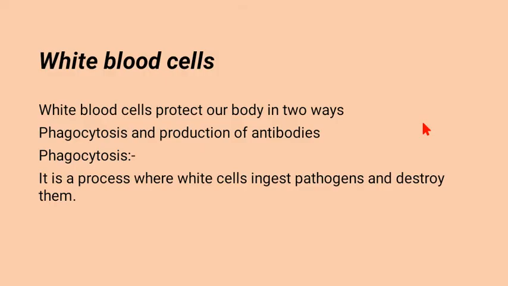White blood cells are called leukocytes, and they protect our body by producing antibodies and by the process of phagocytosis. Phagocytosis is basically a process where white cells ingest pathogens and destroy them.